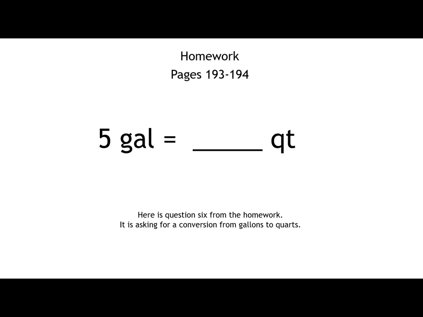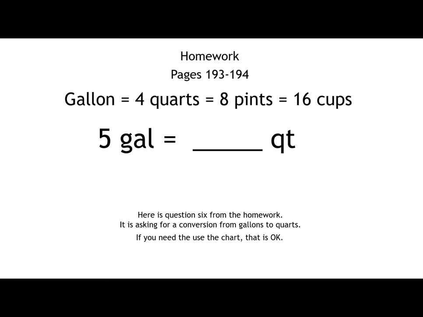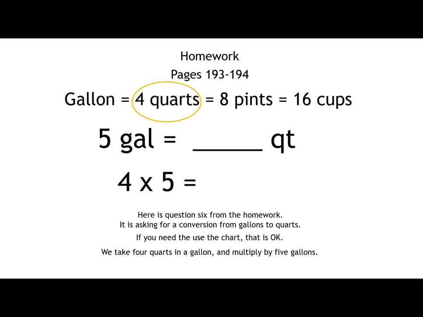Here is question 6 from the homework. It is asking for a conversion from gallons to quarts. If you need to use the chart, that is okay. We take 4 quarts in a gallon and multiply it by 5 gallons. The answer is 20.